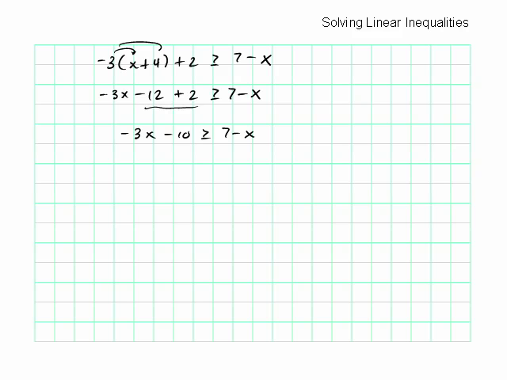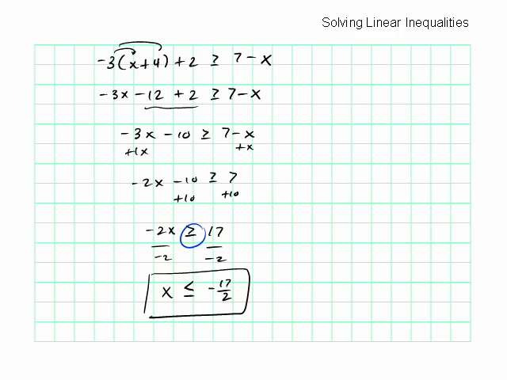Add x to both sides. -2x - 10 ≥ 7. Add 10 to both sides. -2x ≥ 17. And now we have to divide both sides by -2, so I'm going to have to reverse the sign. And I get x ≤, well, I'll leave it as -17/2, like that.